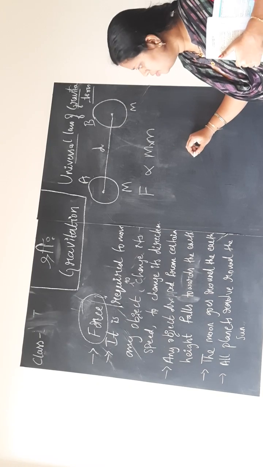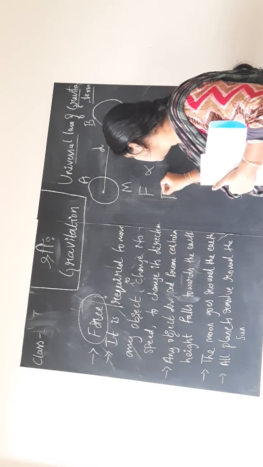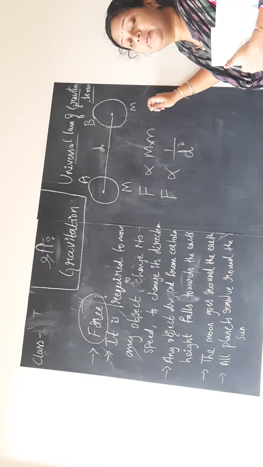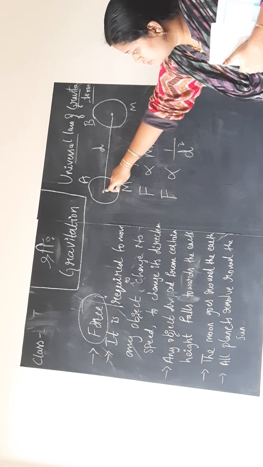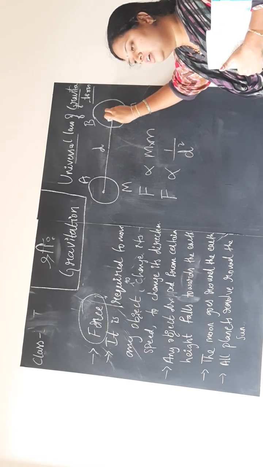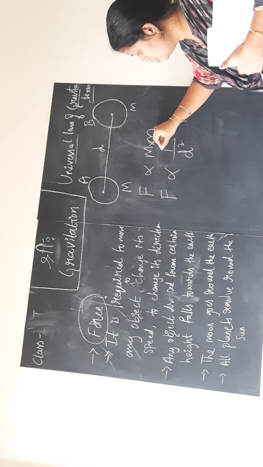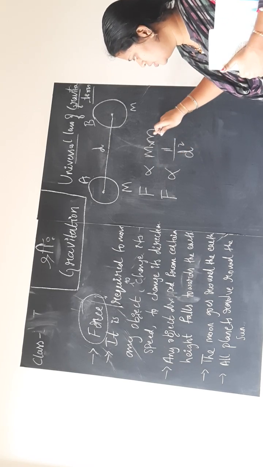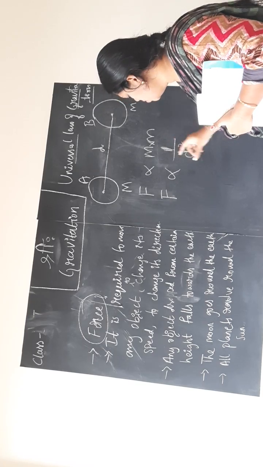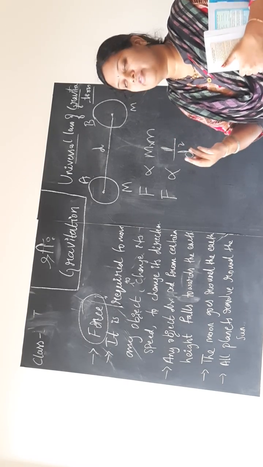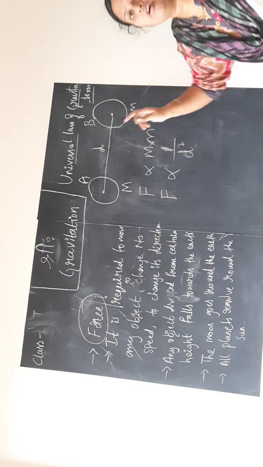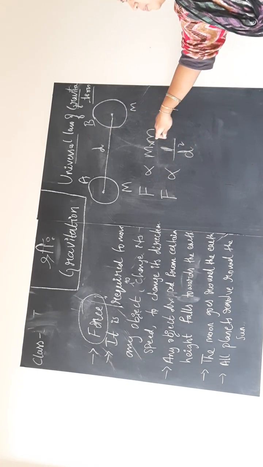F is proportional to M into m, but at the same time the force acting is inversely proportional to the square of the distance between them. And what is the distance between these two objects? d, the center distance. So inversely proportional means it is 1 by; directly proportional means you write directly. Inversely proportional, 1 by, not only the distance but the square of the distance, that is 1 by d square. So the force of attraction between these two objects A and B is directly proportional to the product of their masses.